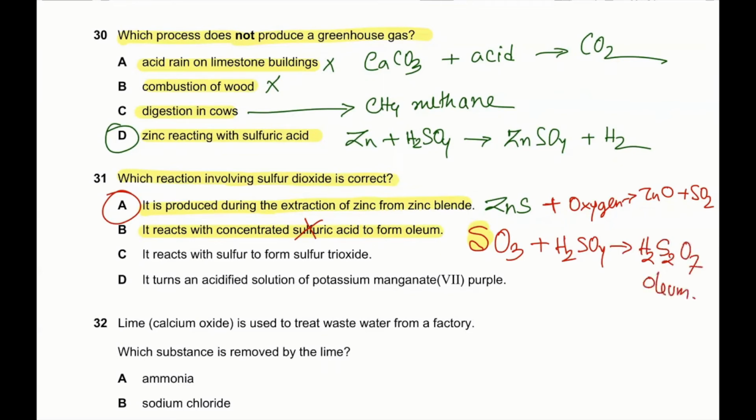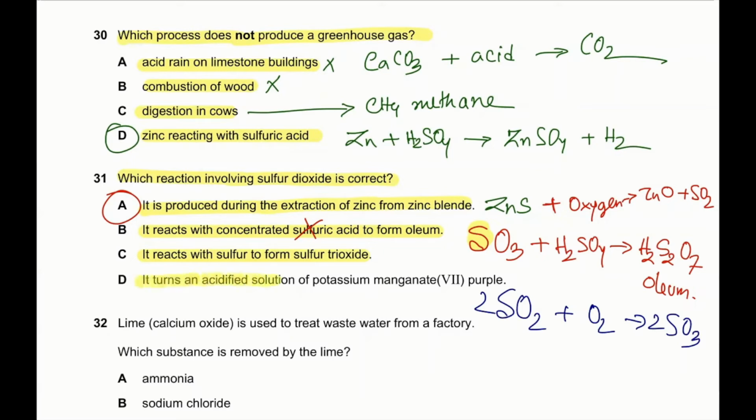Guys, part C, it reacts with sulfur to form sulfur trioxide. That is a wrong statement. Sulfur dioxide has to be reacted with oxygen to produce sulfur trioxide. Guys, these reactions I'm giving you, you can practice along with me. It's going to be a great practice if you do them, and it's going to be a really big help when later on in different question papers you're going to face similar questions.